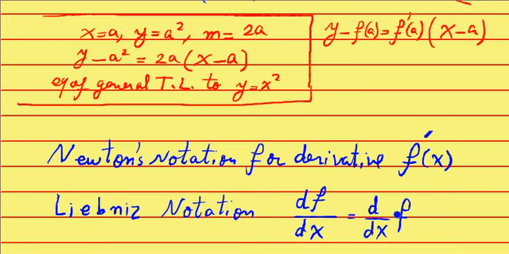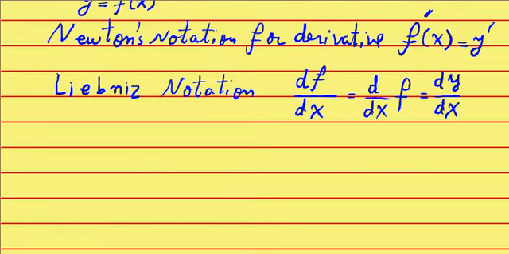Well, this is not the end of it. If your function was y equal to f of x, Newton's notation could have been written as f prime, or could be written as y prime. In the same style here, this could have been written dy dx. So that's another way of writing this. There are still other notations sometimes people use.